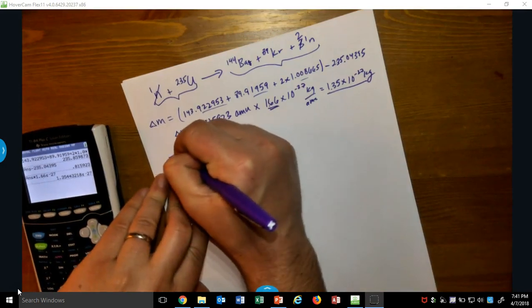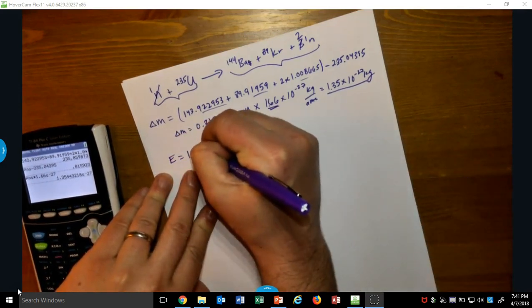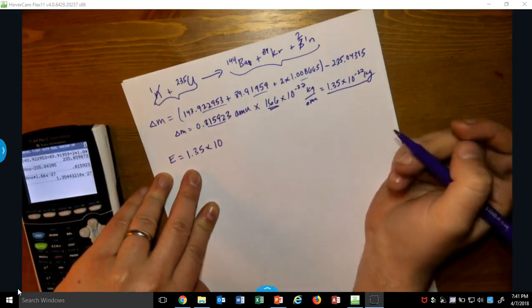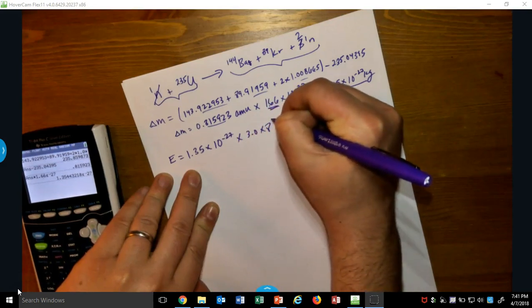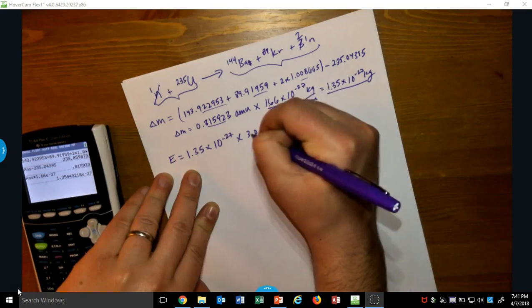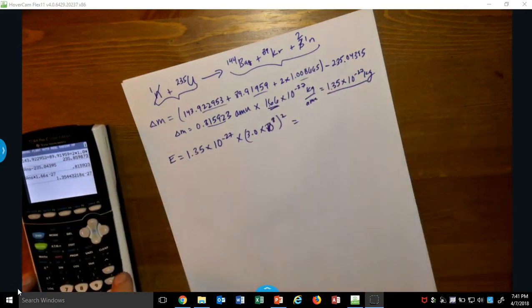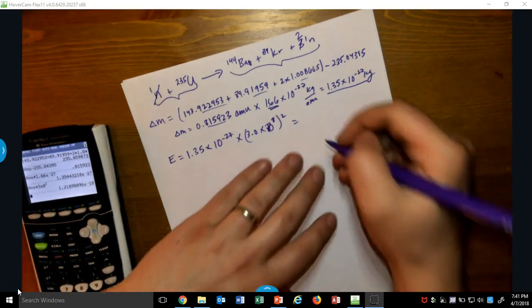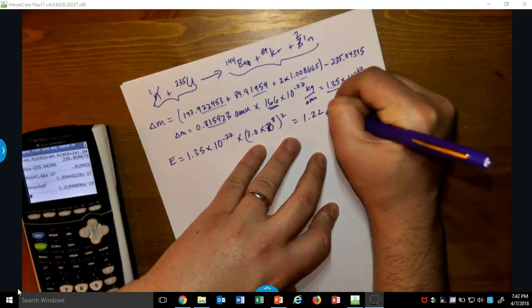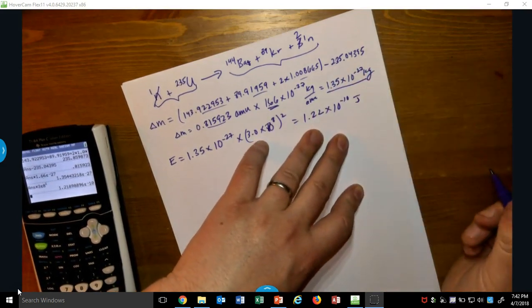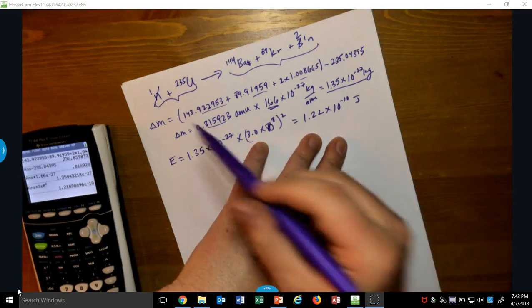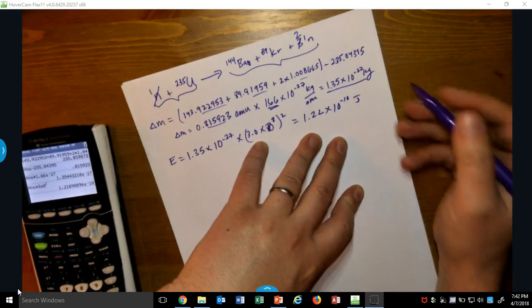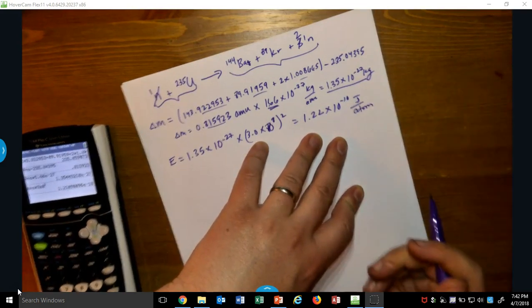So now we're going to plug that value into E equals mc squared, so 1.35 times 10 to the negative 27th times 3 times 10 to the 8th squared. And that gives me 1.22 times 10 to the negative 10th joules. Now you're going to think you're done, but that is the amount of energy for the fission of one uranium-235 nucleus. So this is joules per atom.